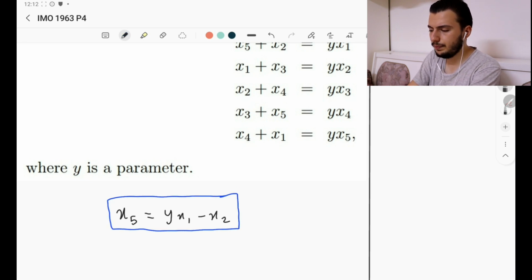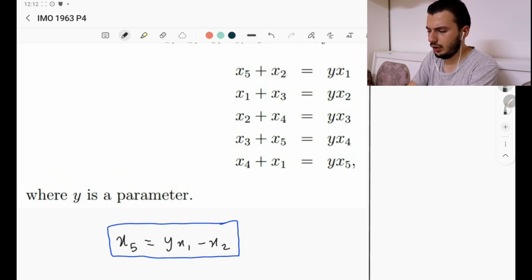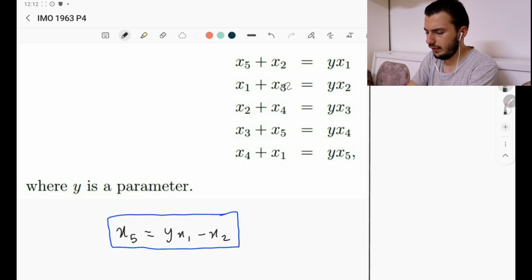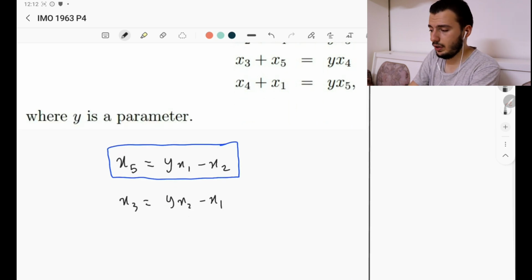What about x4? Okay, so actually right now in the second one, we have x3. We can find x3 in terms of x1, x2, which is also very good. So simply we can write x3 is equal to yx2 minus x1. Alright, now we got rid of x3.